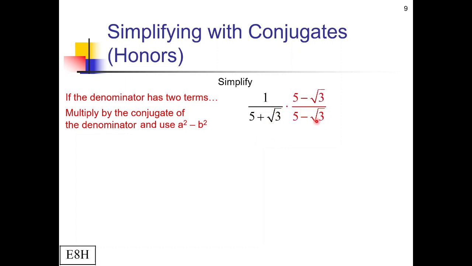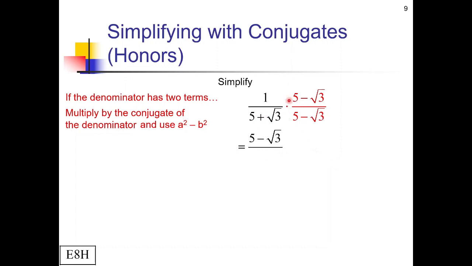Okay, so the conjugate of my denominator is going to be 5 minus radical 3, and I have to multiply by that over itself. I'm really just multiplying by 1, which is always legal and doesn't change the value of anything. So if I do that, in my numerator, 1 times 5 minus radical 3 is just 5 minus radical 3, so that was pretty painless.